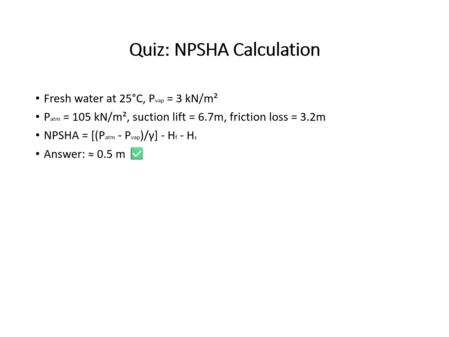Here in this example, it's given that at 25 degrees centigrade, the vapor pressure is 3 kilonewton per meter square, atmospheric pressure is 105, lift is 7.5, friction loss is 3.2. So if you want to calculate the net positive suction head available, we will use this formula and you will get this value.